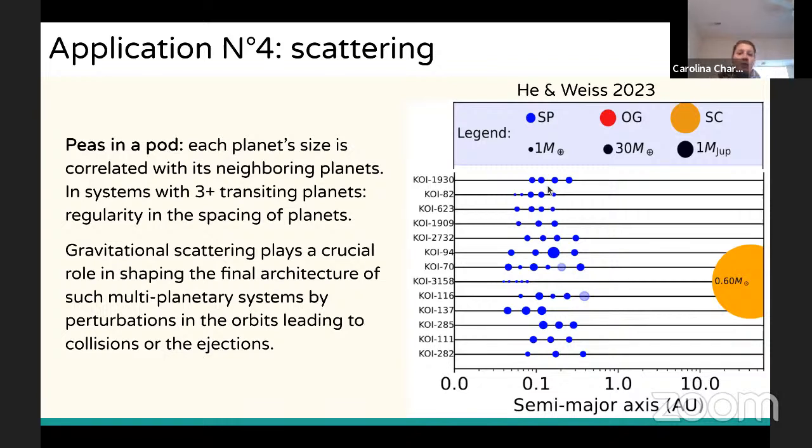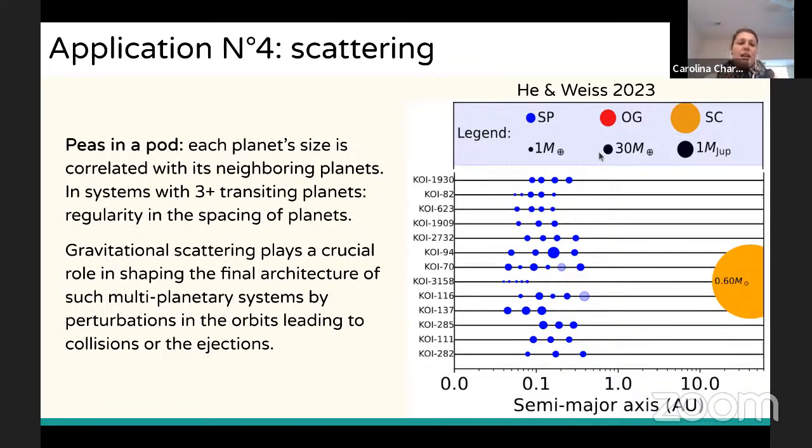So the mass of the system is the same for neighboring planets. And if you have more than two planets in the system, there is a regularity in space and in distance of the planets. So here you can see, for example, in this first system, that it's evenly spaced, and the size of the circles represents the size of the planet. You can see that they are more or less the same, and more or less evenly spaced. And you can see this in almost all of these systems.